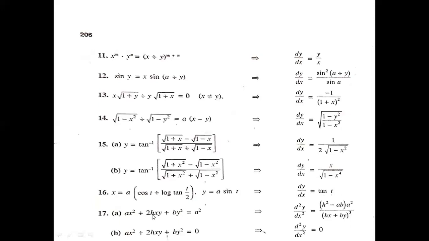Remember this. 17th one: ax square plus 2hxy plus by square is equal to a square, implies that d square y by dx square is equal to (h square minus ab) into a square, whole divided by (hx plus by) whole cube. If ax square plus 2hxy plus by square is equal to 0, see the difference here, instead of a square it is equal to 0, implies that d square y by dx square is equal to 0.